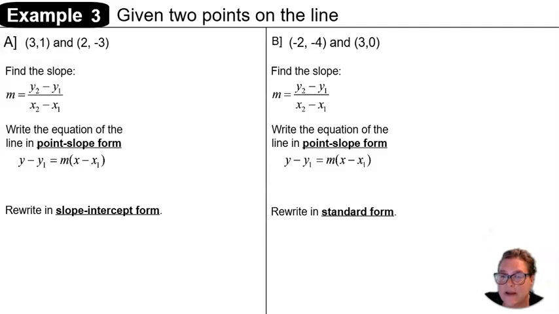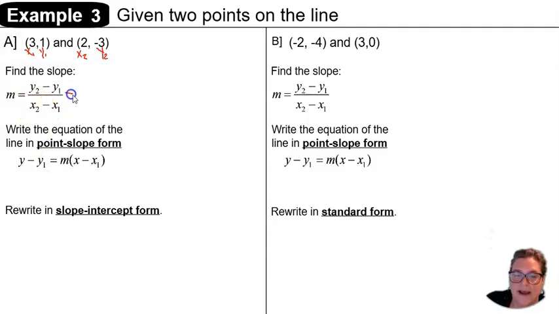Here in example 3, we're given just 2 points on the line, and we're not told exactly what the slope is up front, but we did learn in earlier notes that we can find the slope of the line algebraically when we're given 2 points. So I'm going to use my point (3, 1) as the x1, y1. And the point (2, -3), that's going to be my point x2, y2 in the slope formula.